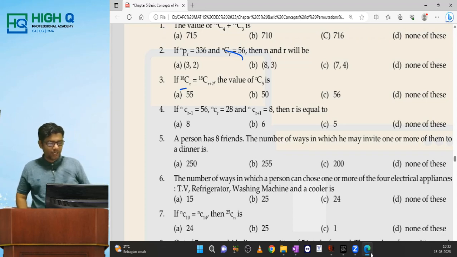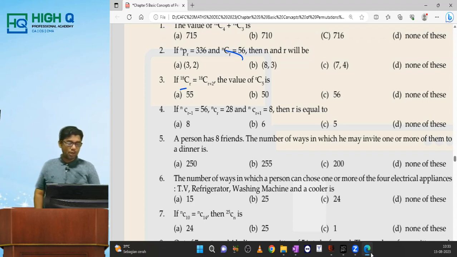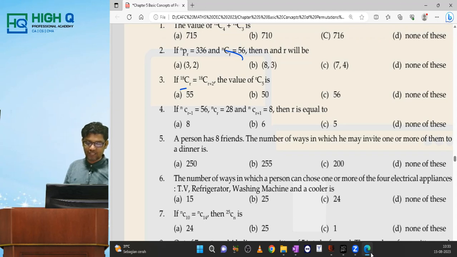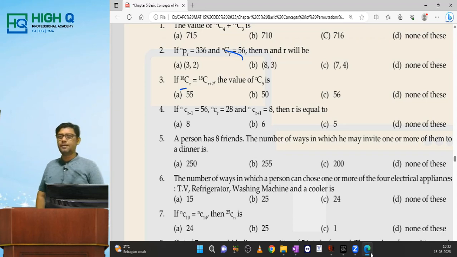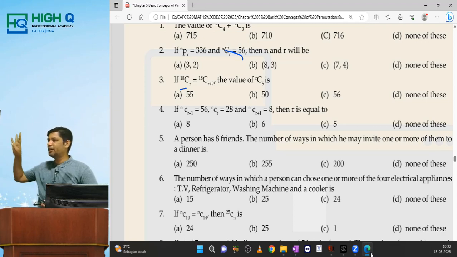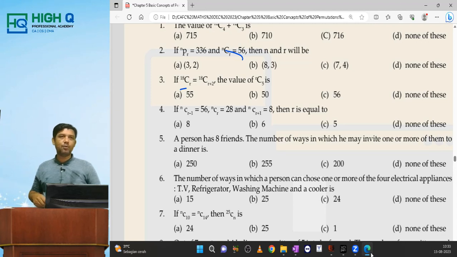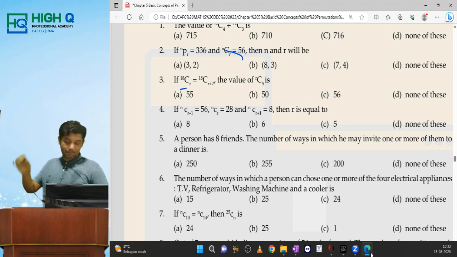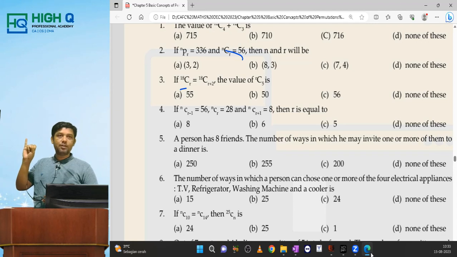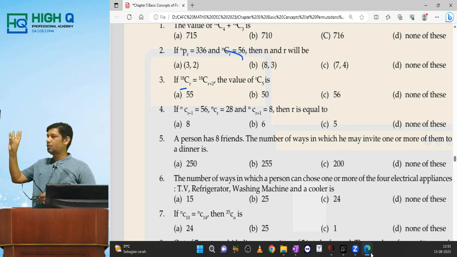The number of ways in which a person can choose one or more of the 4 electrical appliances, TV, refrigerator, washing machine and cooler. 15 is the answer. Listen here, how many electronic components? 4. I can buy one or more. I can buy only TV or refrigerator or washing machine or cooler. So 4C1 plus 4C2, either one.